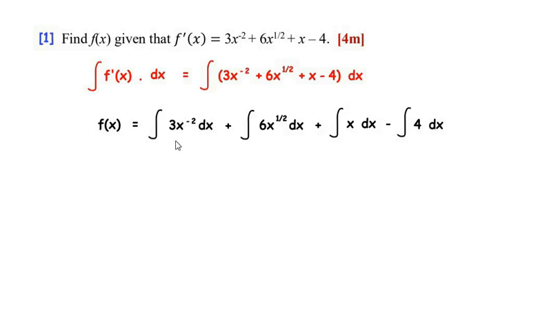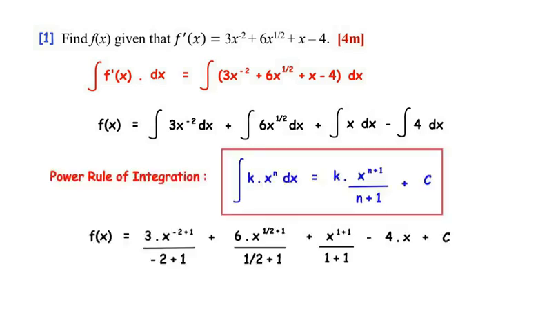Now since we can see that the first three terms are in the form of x raised to the power of something, we are going to use the power rule of integration, which is integration of k times x to the power of n dx. Now here k is a constant like 1, 2, 3, 100, 1000, negative 4 and so on. So k is a constant times x to the power of n, where n represents any power of x.